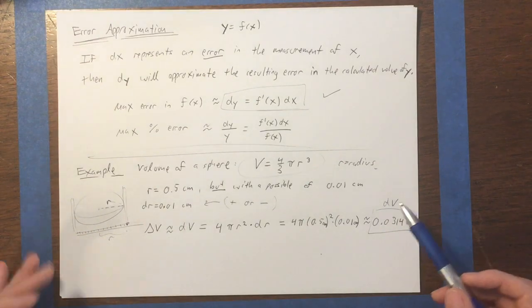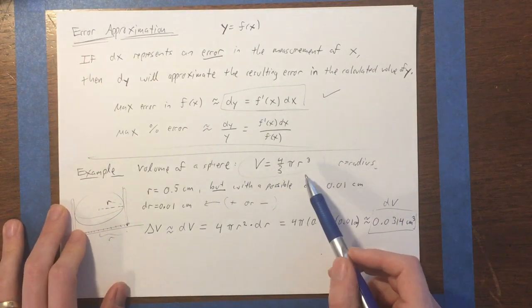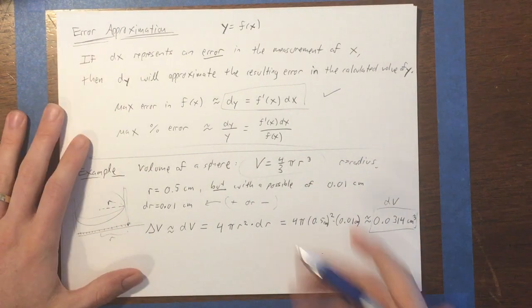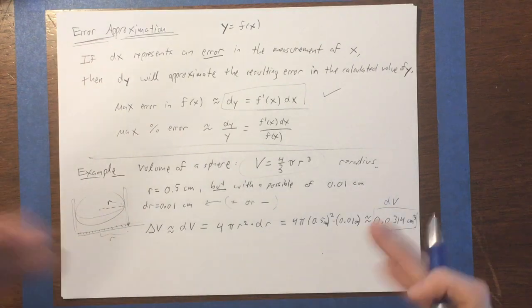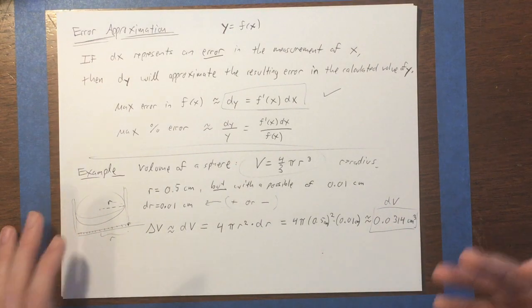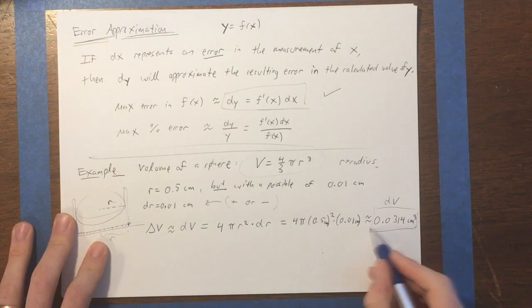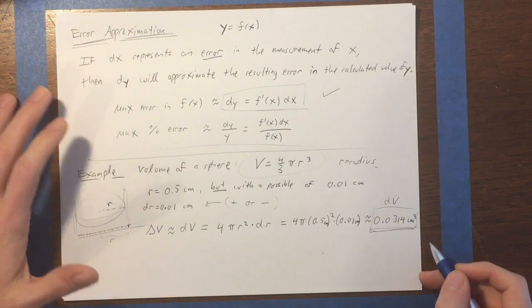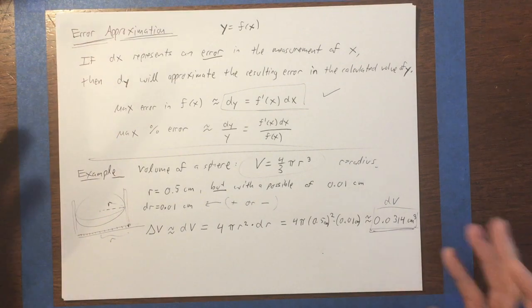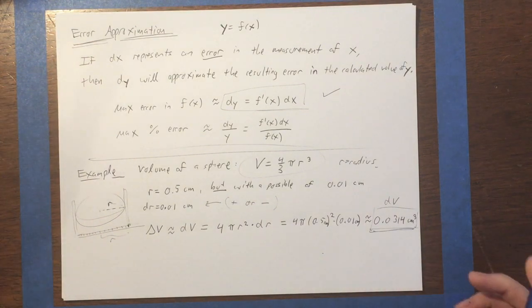Whenever you're taking a one-dimensional measurement and then calculating a three-dimensional quantity like volume, whenever you increase the dimension, the error sort of compounds, and you get a bigger error in the output, which is what we're seeing here. So that's an approximation of the error, because this was a differential, not the actual delta V.